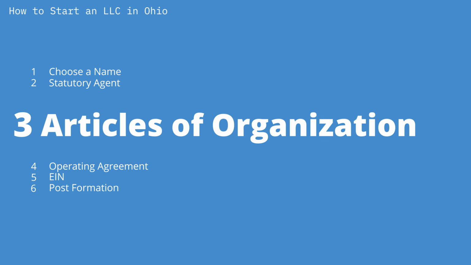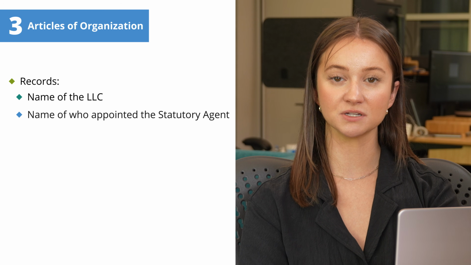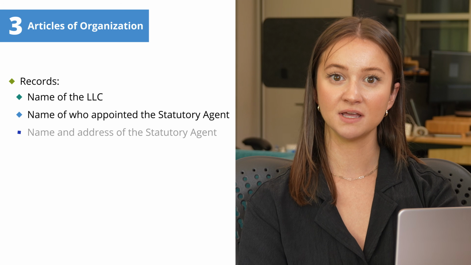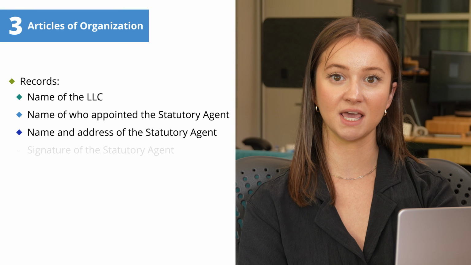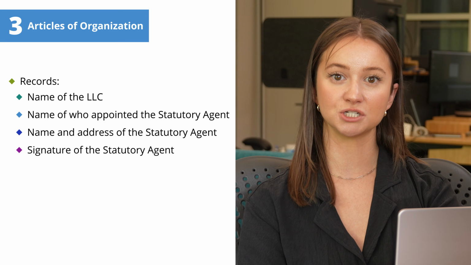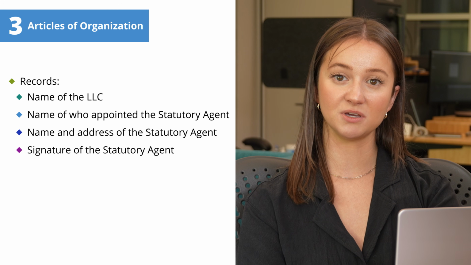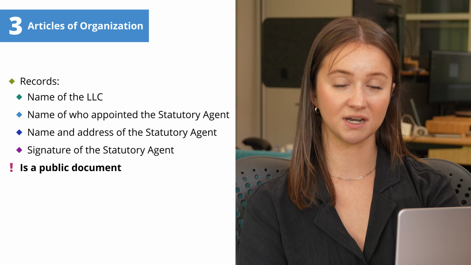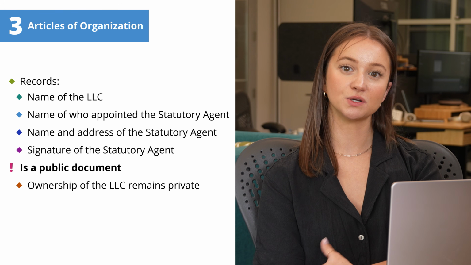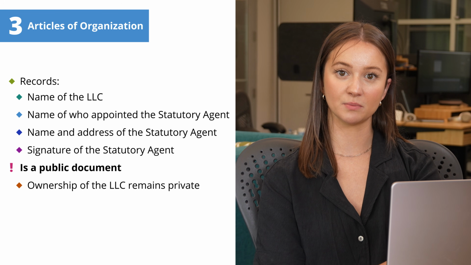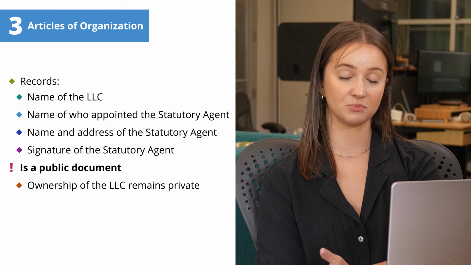Step 3. File the Articles of Organization. The next step to setting up an LLC is to register the Articles of Organization. The Articles of Organization records the name of the LLC, the name of the person who is appointing the statutory agent, the name and address of the statutory agent, and the signature of the statutory agent to show acceptance of the appointment. It becomes a public document which anyone can access. However, since there is no requirement to disclose the names of the members, ownership of the LLC can remain private.